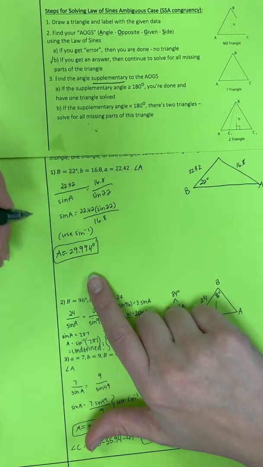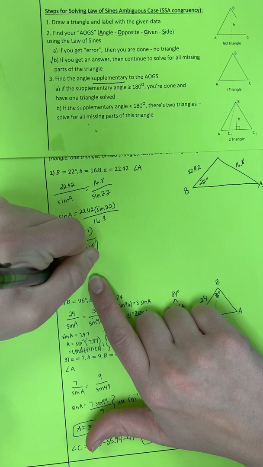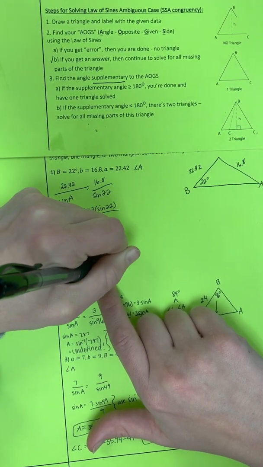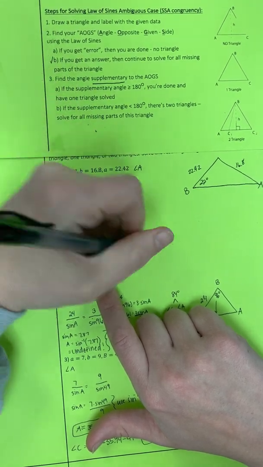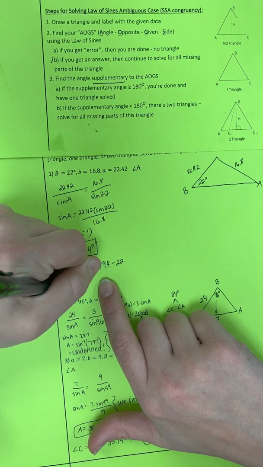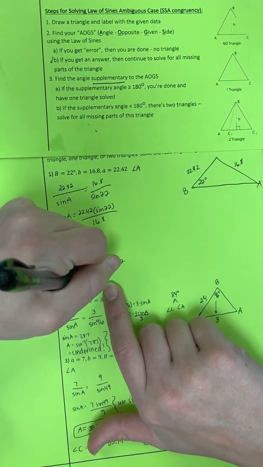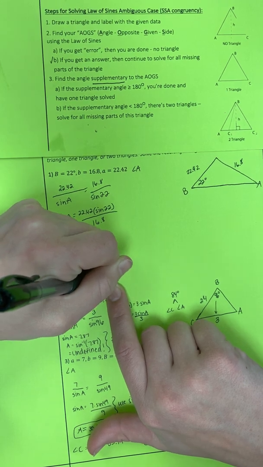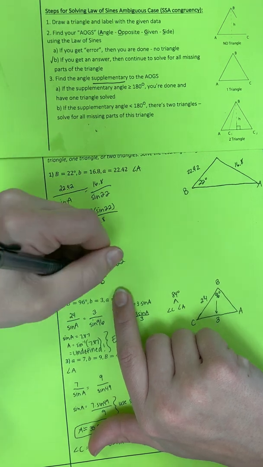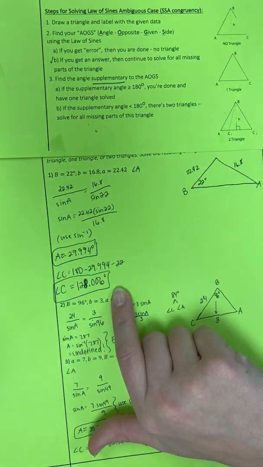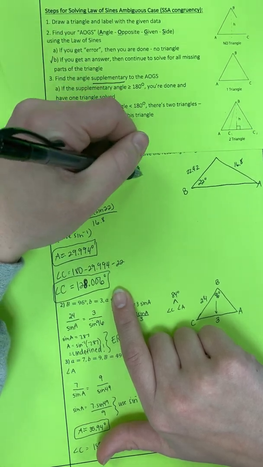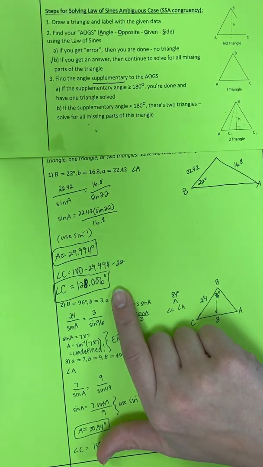We'll take 180 and subtract the new angle that we just found, 29.994, and subtract the angle that we were already given, which is the 22 degrees. Once we do that, we get that angle C is equal to 128.006 degrees. Now you can round to the tenths, that's totally fine. And then we have to find side C, and this is us solving the triangle completely with what we've been given.